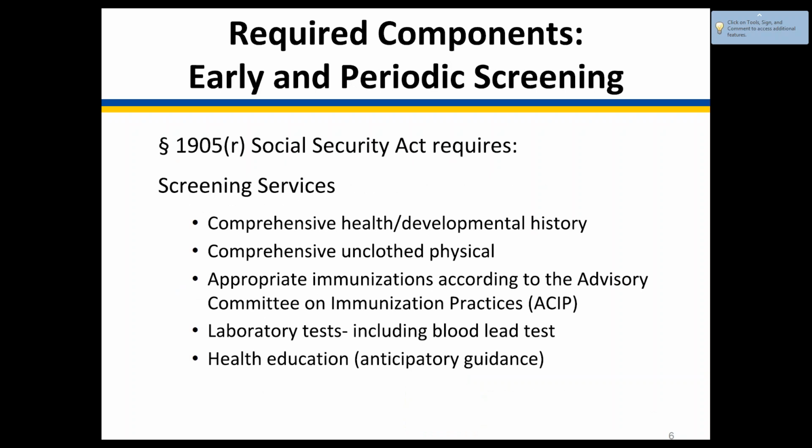So first, under EPSDT, we have early and periodic screening. But what does that mean? Under 1905R of the Social Security Act, which is the statute setting forth EPSDT requirements, screening services consist of comprehensive health and developmental history, comprehensive unclothed physical, appropriate immunizations according to the Advisory Committee on Immunization Practices, laboratory tests, including blood tests, and health education. Next slide, please.